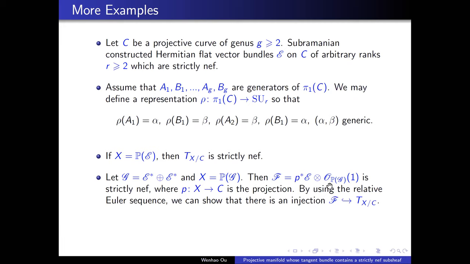Then we can use the relative Euler sequence to show that this is strictly nef, and this is naturally included inside the relative tangent. I underline that since this is flat, Hermitian flat, this guy is indeed numerically nef. So the dual of E is again numerically nef. This is something that we need to pay attention to. So E is a strictly nef vector bundle. In particular, it is nef, but it is also Hermitian flat, so it is kind of a numerically flat vector bundle. So its dual is again numerically flat. So its dual is again F.